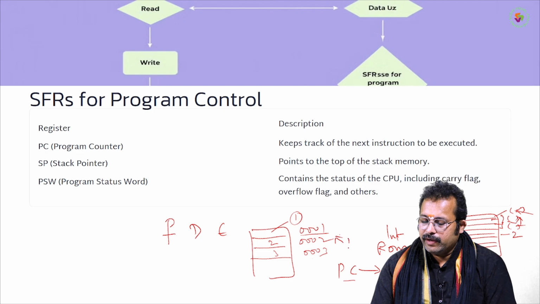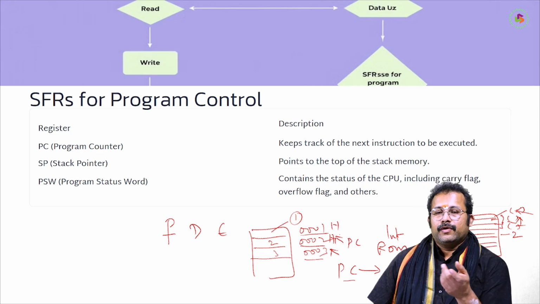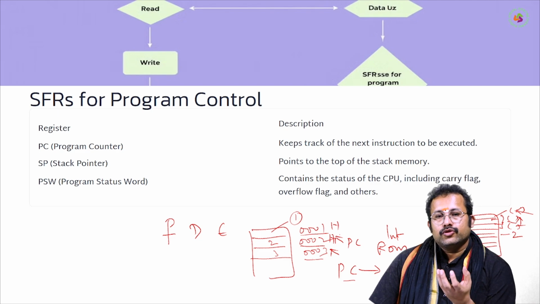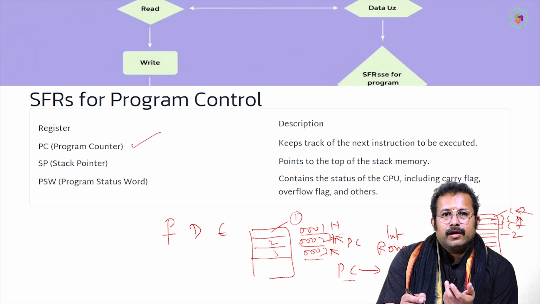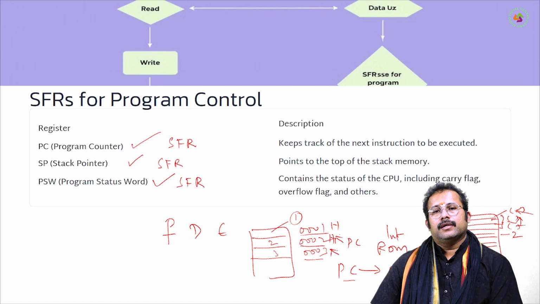Automatically, the program counter will increment its address to the next instruction, that is 0002H. Again, once this instruction is fetched, the program counter will automatically increment to the next instruction's location. That means the program counter is a register that stores the address of the instruction that is going to be fetched next. So, for program flow control, the program counter is a special function register. Stack pointer is a special function register. Program status word is also a special function register.